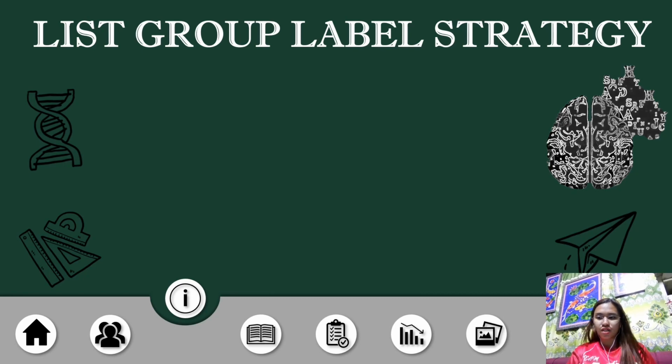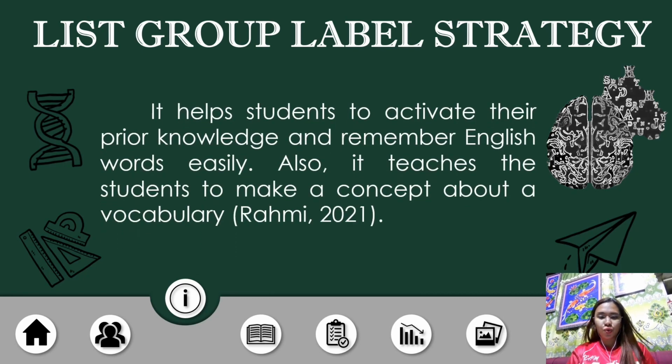Let me read the definition according to Rami 2021. According to him, it helps students to activate their prior knowledge and remember English words easily. Also, it teaches the students to make a concept about a vocabulary. This strategy aims to enhance students' vocabulary and categorization abilities while aiding in concept organization. As a matter of fact, this strategy does not only help students remember individual words, but also teaches them to conceptualize vocabulary as interconnected networks of meaning.